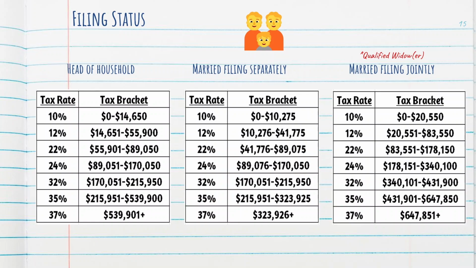So, under head of household, we can see that at the 10% rate, that individual's income from 0 up through $14,650 is taxed at that particular tax rate. Whereas the ceiling for it under married filing separately is $10,275, and for married filing jointly is $20,550. So, this is one of the most important things to remember and take note of while you are working on your taxes or considering what your tax liability is going to be at the end of the tax year.